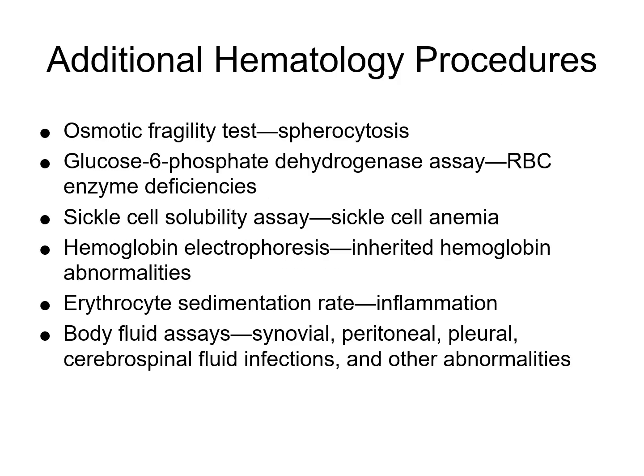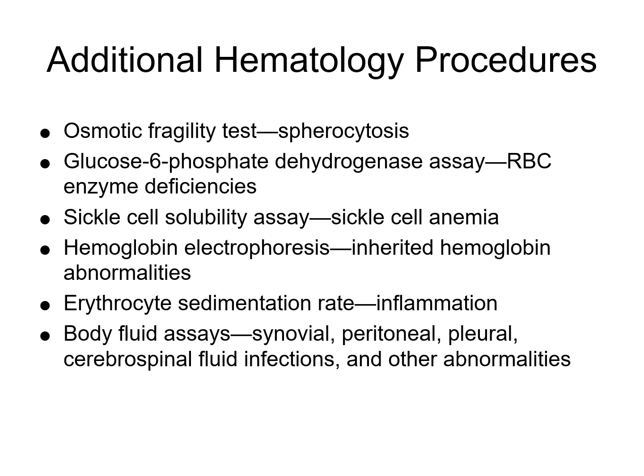Some additional testing, once again, we have the osmotic fragility test. This is used to diagnose spherocytosis, and it does so by measuring red blood cell susceptibility to hemolysis in hypotonic solutions. The glucose-6-phosphate dehydrogenase, or the G6PD assay, detects red blood cell enzyme deficiencies. It's important for diagnosing G6PD deficiency, which is related to hemolytic anemia.